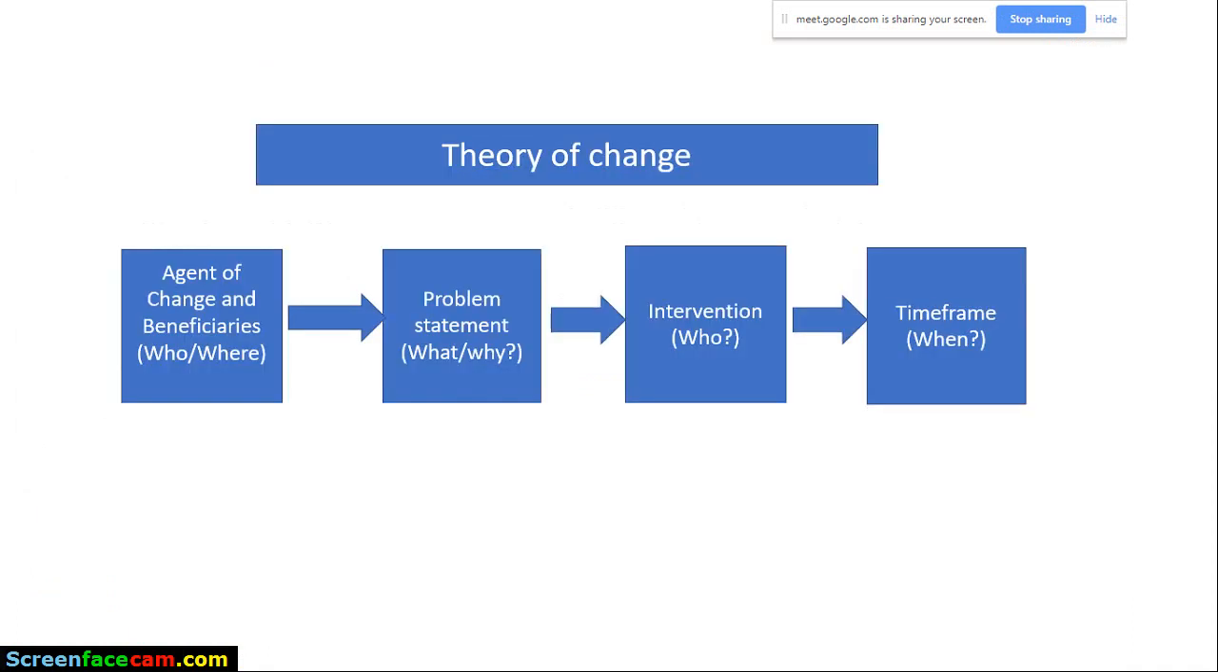Exactly. So, the theory of change will be like this. Here, there is an agent of change and beneficiaries. Who are we targeting? Then there's a problem statement. What's the problem exactly? Then there's an intervention. What are we going to do for us to solve the problem? Then what's the time frame for this intervention? We know that an intervention should have a terminal point. It shouldn't just keep on going and going. It should come to an end at some point.